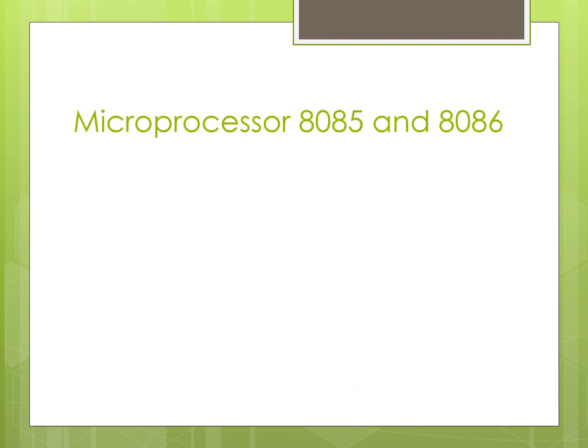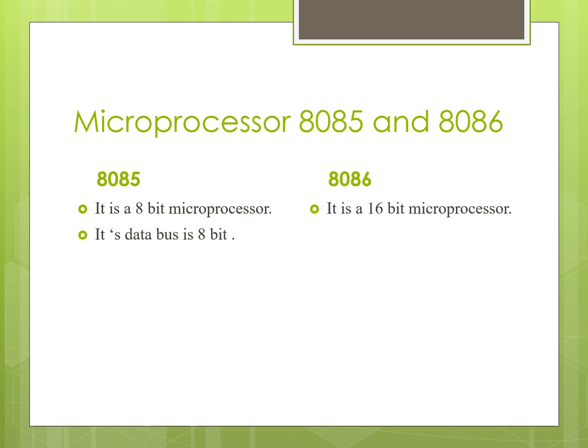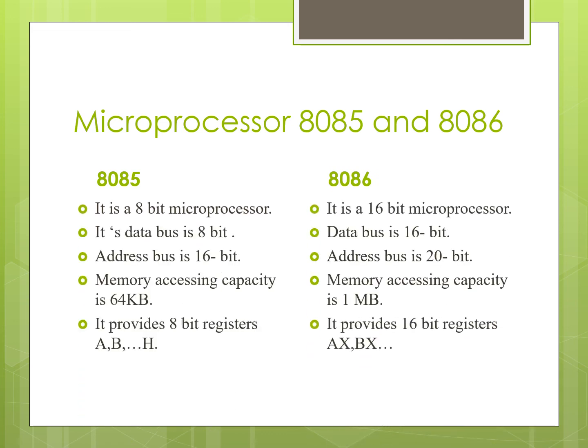Let us differentiate 8085 and 8086. 8085 is an 8-bit microprocessor, 8086 is a 16-bit microprocessor. The data bus is 8-bit in 8085 and 16-bit in 8086. Address bus is 16-bit in 8085 and 20-bit in 8086. Memory accessing capacity in 8085 is 2 power 16, almost 65,000, which we round off to 64 KB. In 8086, memory accessing capacity is 1 MB.